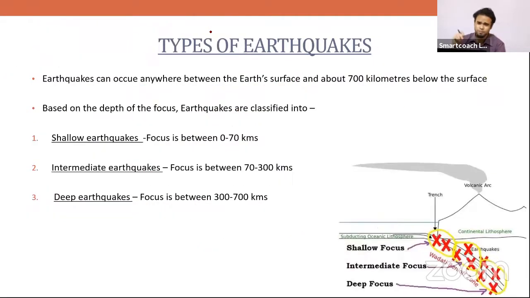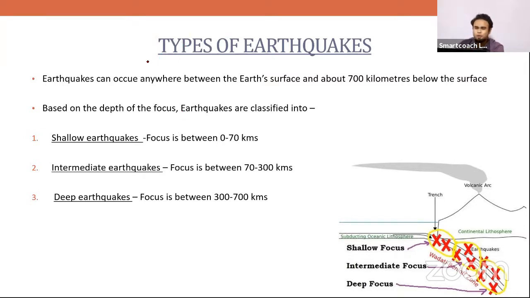All right. So this was about the different causes behind earthquakes, where we talked about plate tectonics, that is the convergent, divergent, and transform boundaries. Then we also talked about volcanism, faulting, and lastly human induced activities.